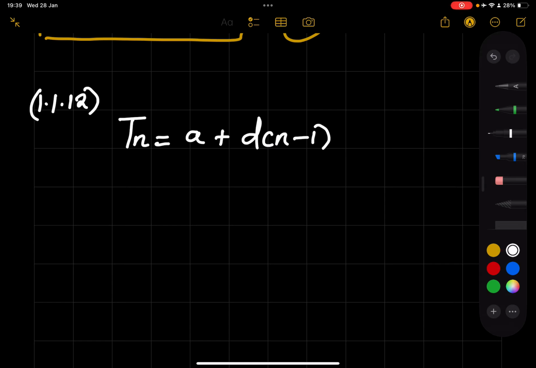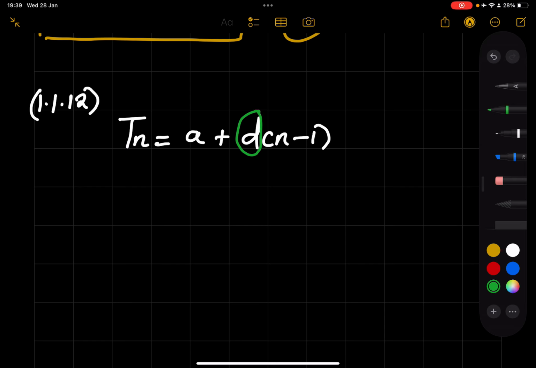In this question, we want to make D the subject of the formula. So let's identify the formula. We are using the arithmetic sequence formula here, or the linear sequence formula, right? And we are solving for D. Okay, let's see. We want to solve for this guy, D, right?